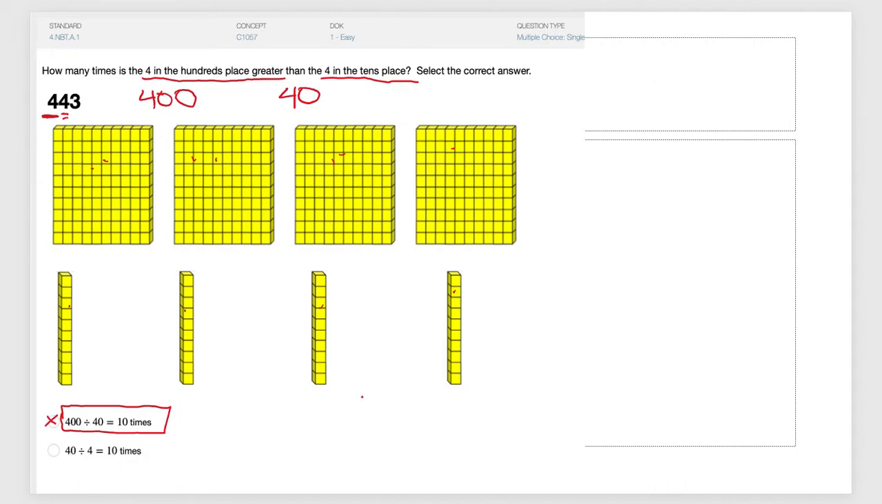And again, remember, if you think about the place value chart, there was the ones. If you multiply by 10, you get to the tens. If you multiply by 10, you get to the hundreds. So the hundreds place is always 10 times more than the tens place. Let's look at another one.